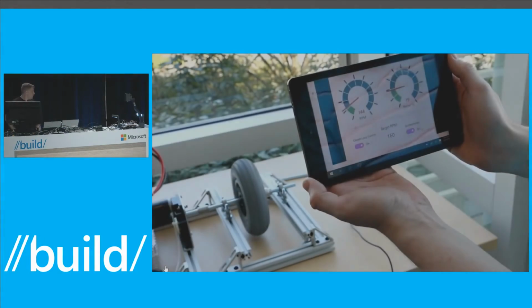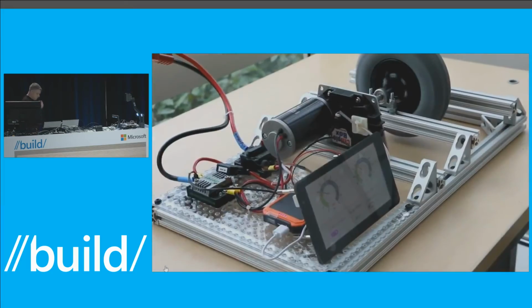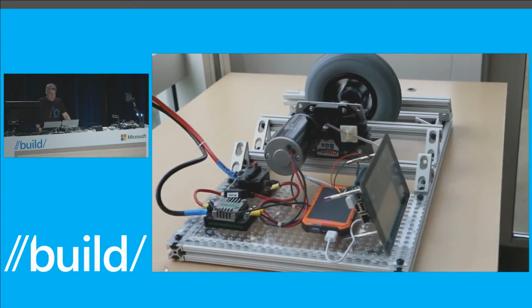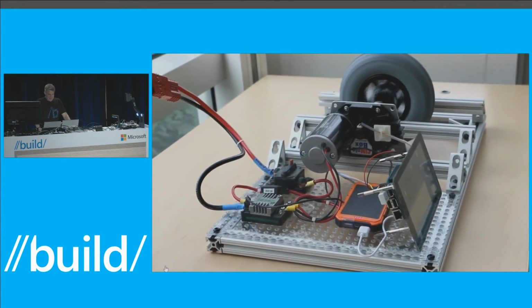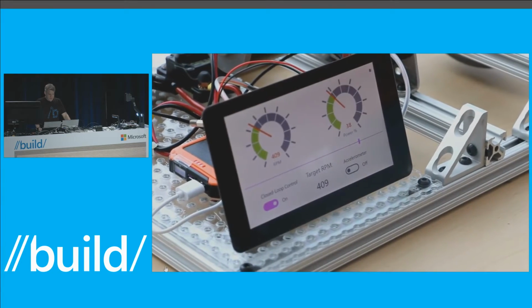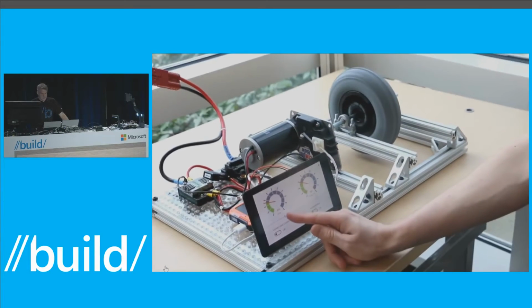Now let's see how Windows can put a head to any headless device. Here we have a wheel connected to a Raspberry Pi 3 running Windows 10 IoT Core. The wheel represents a common situation in robotics, when you need to know exactly how fast a robot's going or how far it's traveling. Here I have a display connected to the Raspberry Pi 3. You can see the speed of the wheel, the speed I've chosen, and the power output to the motor.